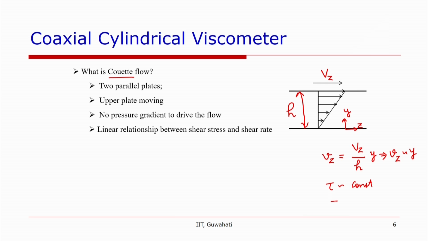So tau is equal to, okay, in this case Vz is proportional to y, that means del Vz over del y is a constant independent of y, so tau is also a constant. The linear relationship between shear stress and shear rate is not valid here. It is that the shear rate is constant, so tau is proportional to mu, or tau is equal to mu gamma dot for a Newtonian fluid.